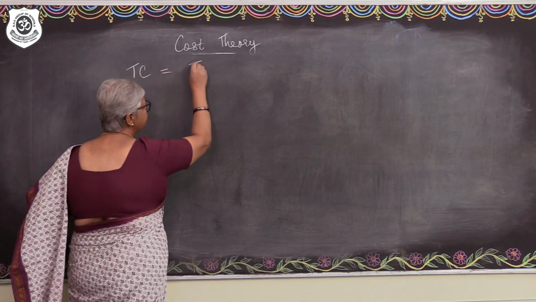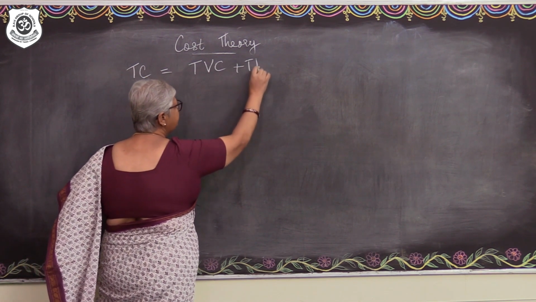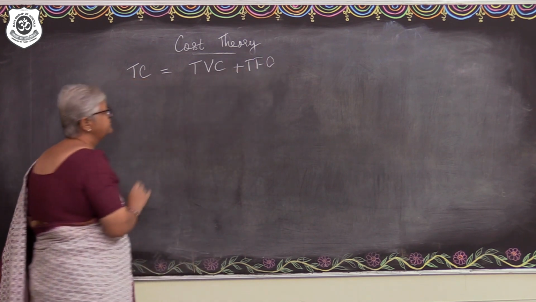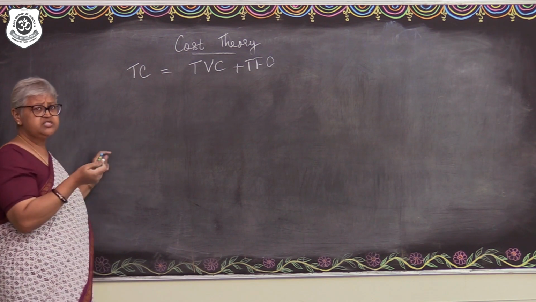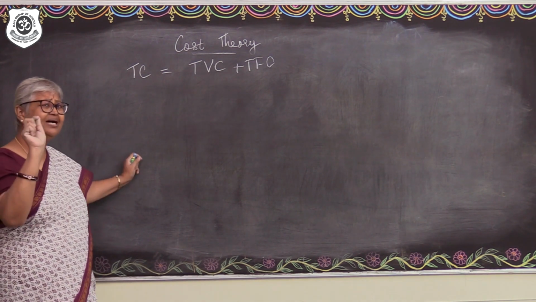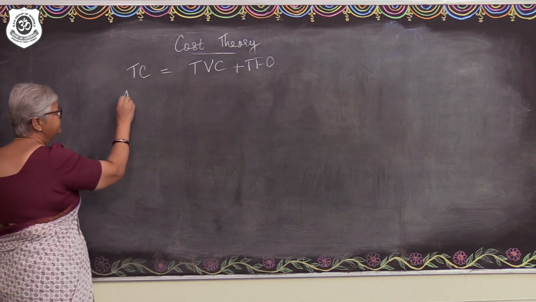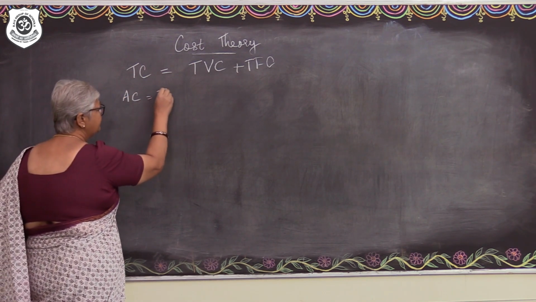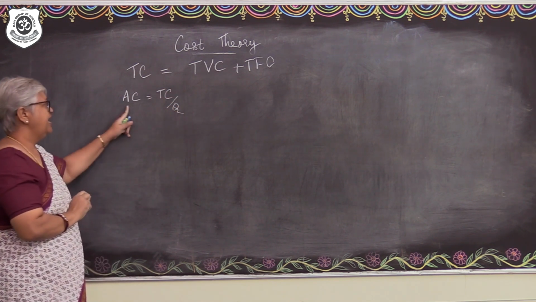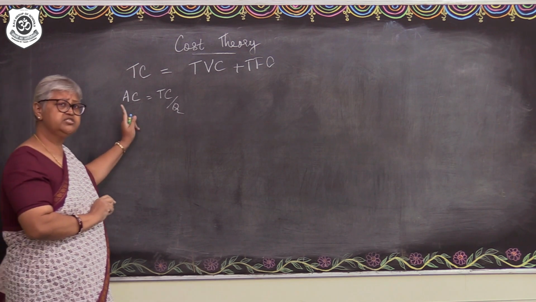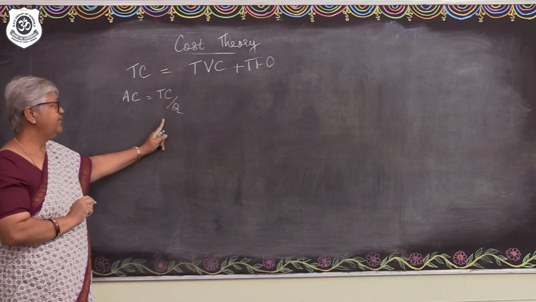Total cost can be understood as the summation of the total variable cost and the total fixed cost. Yes? Now, average cost of production is nothing but the per unit cost of production, right? So, AC is nothing but the TC divided by Q, right? Average cost is the per unit cost of production, or it can be understood as TC by Q, right?